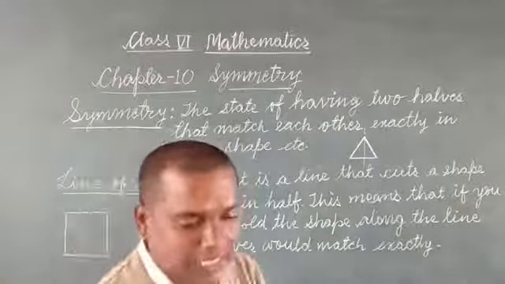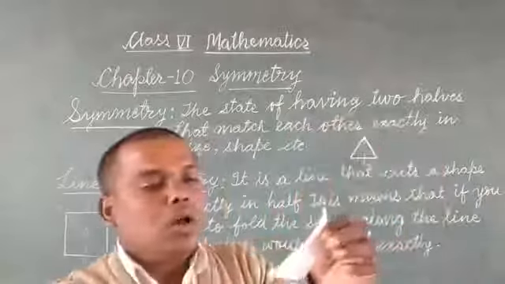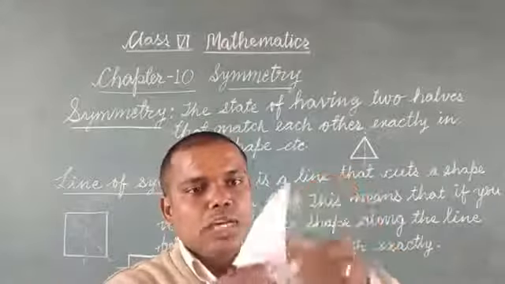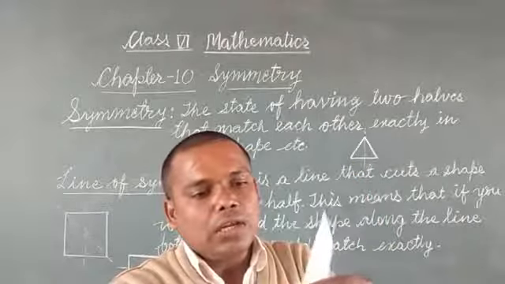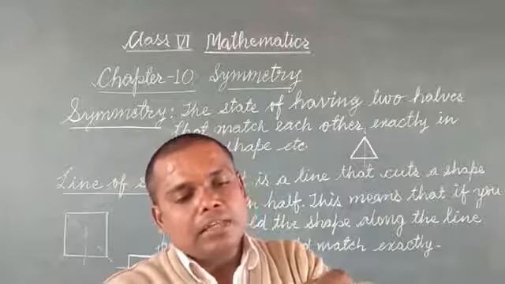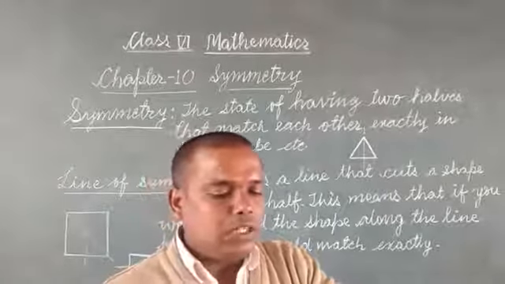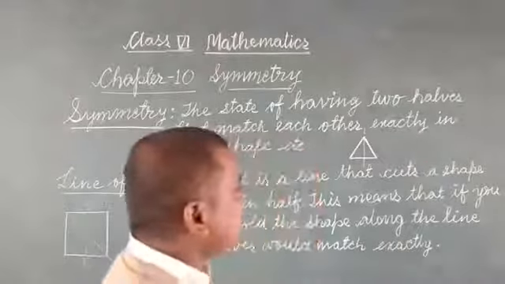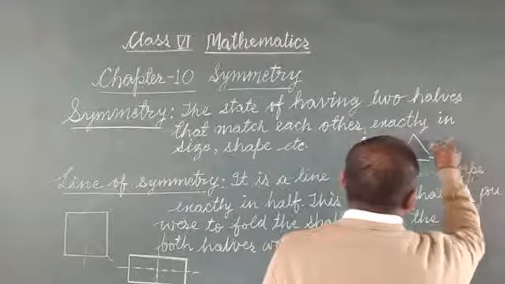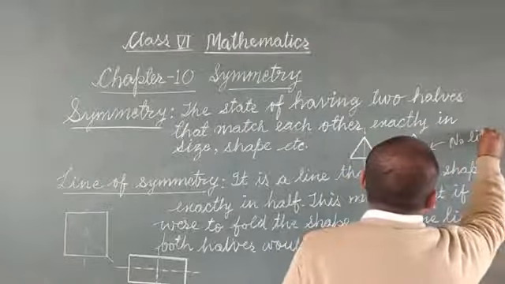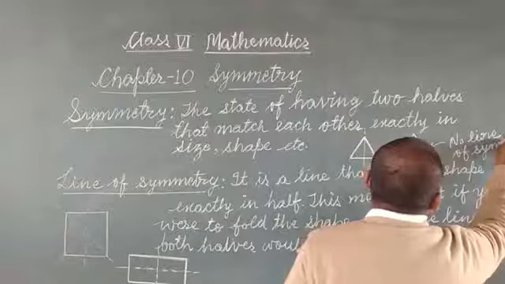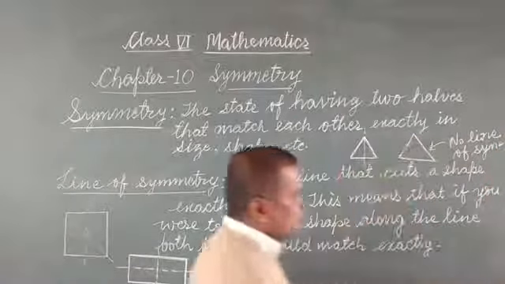In case of a scalene triangle, you can see here, all the sides are different, having different lengths. So if you are going to fold, there is no line of symmetry from this side, and from this side also there is no line of symmetry. So in case of a scalene triangle, means a triangle having different sides, there is no line of symmetry.